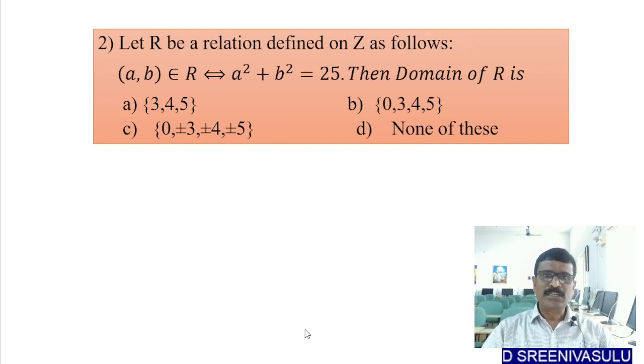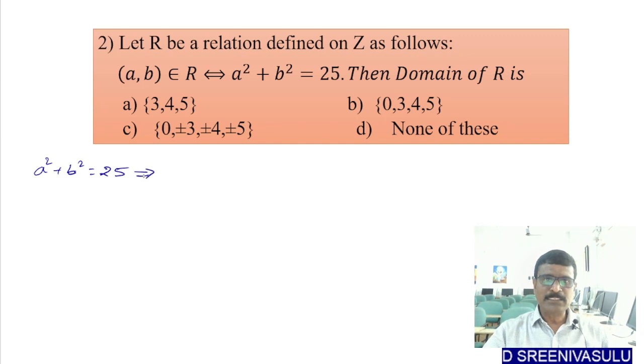Question number 2. Let R be a relation defined on Z as follows: (a, b) belongs to R if a square plus b square is equal to 25. Then domain of R is... Since a square plus b square is equal to 25, which implies b square is equal to 25 minus a square. Then b is equal to plus or minus root of 25 minus a square. Then what is R? Let us take integers.